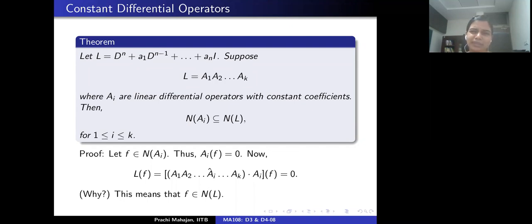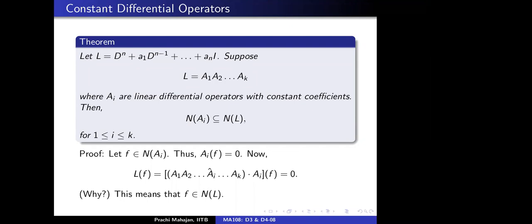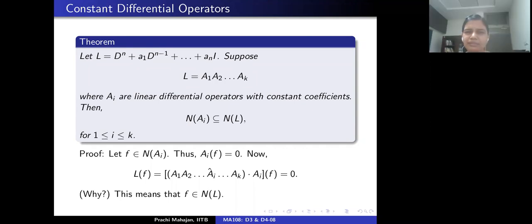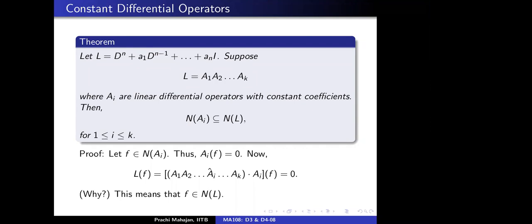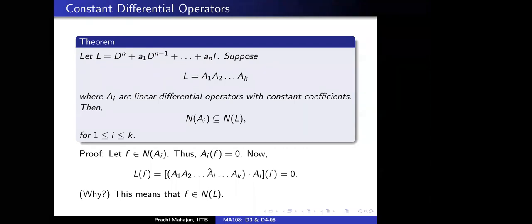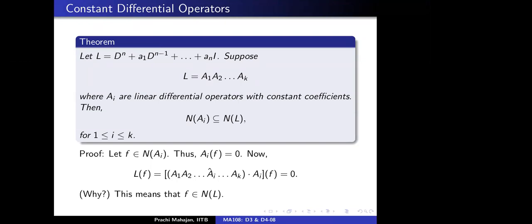I don't know. Let's think about some examples. Ma'am, or any example like D minus 1 raised to power n. Okay. So all the A's will be the same. So the null space of one A is the same as the null space of all the other A's, which is the same as the null space of L. Yeah, but in that case, there's no point. I mean, we can't write L equal to A1, A2, AK as a product of constant linear differential operators, because that's going to be the same, basically. So why can't we write it in the format?